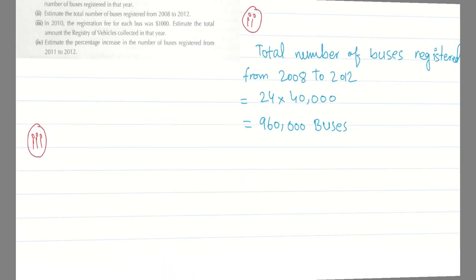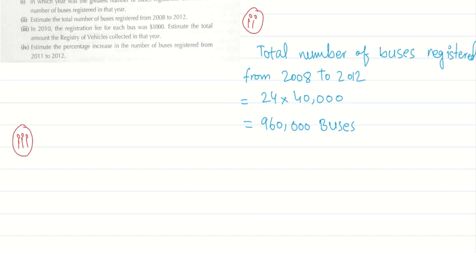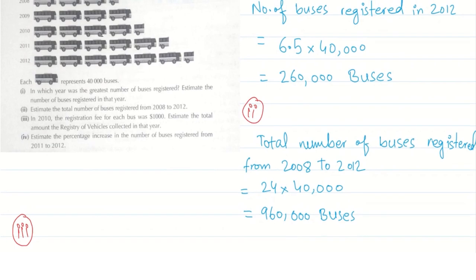Part 3, in 2010 the registration fee for each bus was $1,000. Estimate the total amount the registry of vehicles collected in 2010. So in 2010 the number of buses is 1, 2, 3, 4 and a half. We will multiply 4 and a half with 40,000. That will give us the number of buses, and then we will multiply the answer with $1,000 to get the exact amount which the registry of vehicles collected in 2010.